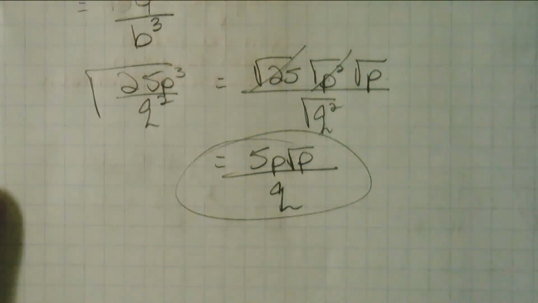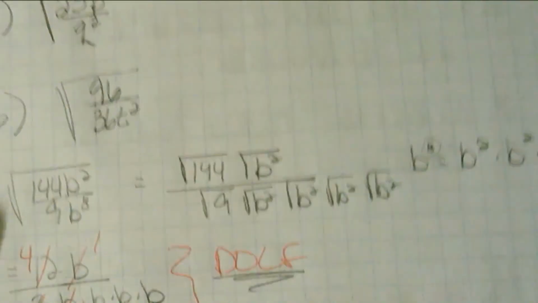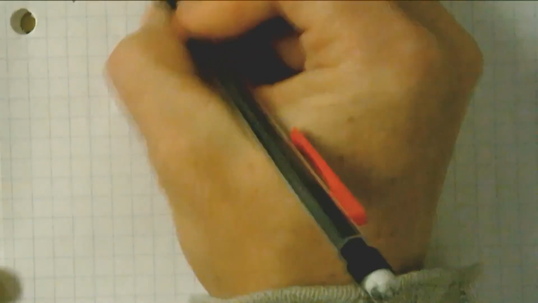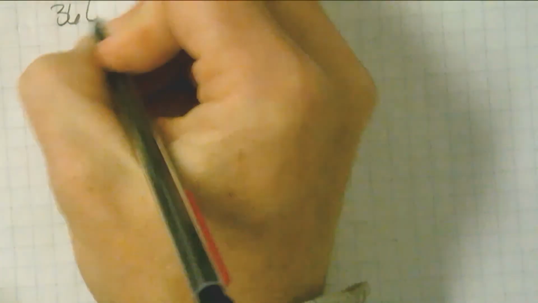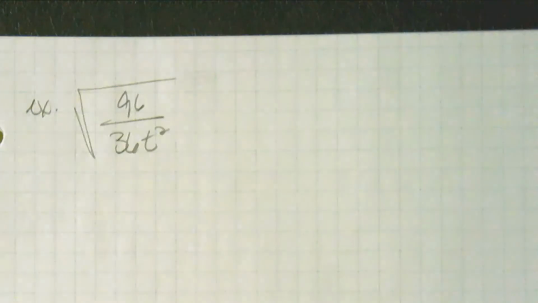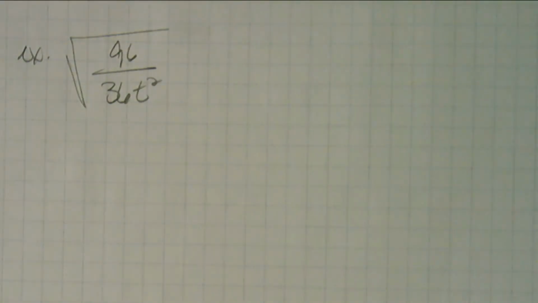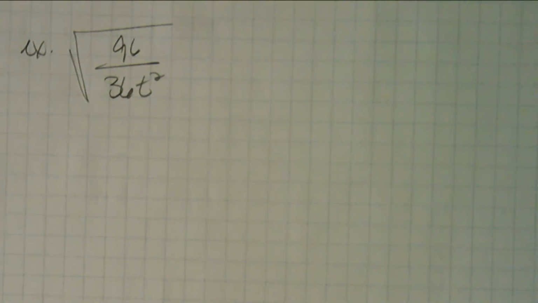Questions on that one? All right, this is my first one, here's my second one, let's look at my third one. I had 96 over 36t squared. Somebody tell me what to do here. Hello? Come on. Someone tell me what to do here.